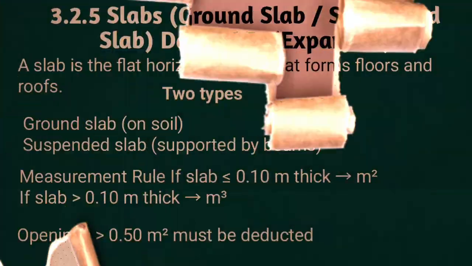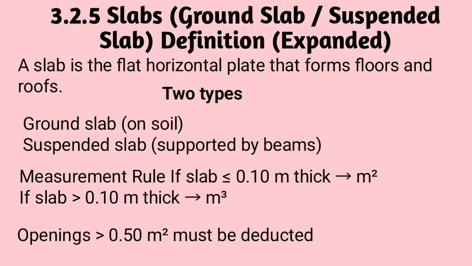Slabs. Ground slabs and suspended slabs form floors and roofs. If thickness is less than or equal to 0.10 meters, measure area in square meters. For thicker slabs, measure volume in cubic meters. Deduct openings larger than 0.50 square meters.